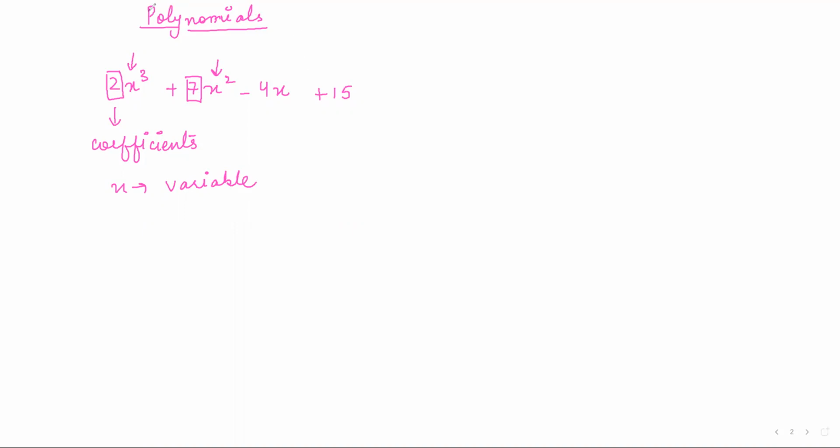Now, poly means many, so it can have many terms. It can have 1 term, 2 terms, 3 terms, 4 terms. Now, what is a term? Let's say 15 is one of the terms of this polynomial. Understood? So what are the terms? If I break it, 2x cube is one term of this polynomial. The second term is 7x squared. The third term is minus 4x. And the fourth term is 15. Understood? Yes. Okay.